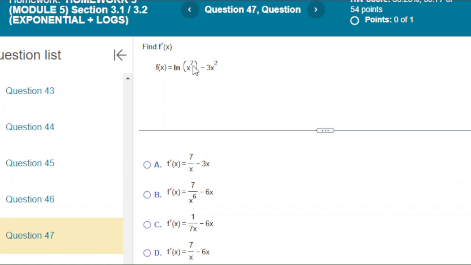Okay, this one is similar to what we've done before. So you bring the 7 out front and then take the derivative.